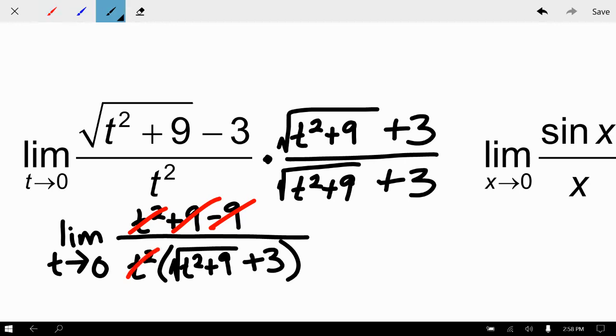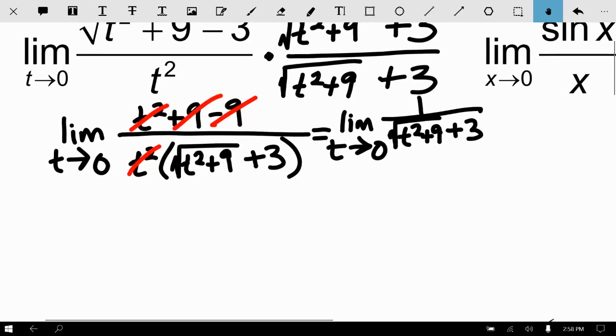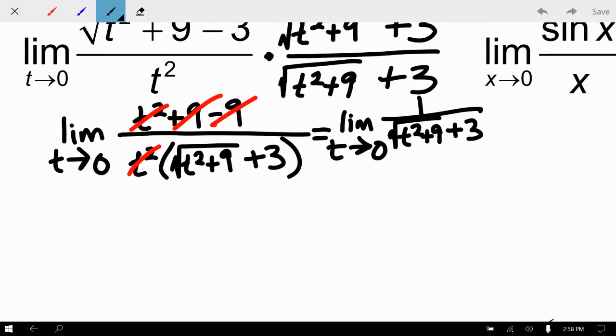And now what I have is the limit as t approaches 0 of 1 over the square root of t squared plus 9 plus 3. Essentially what I've done, just like we did on the factoring problem a minute ago, is I've removed the discontinuity. At t equals 0, I had an issue. Well, now the t squareds canceled out, so I no longer have that issue. Now I can just do direct substitution.